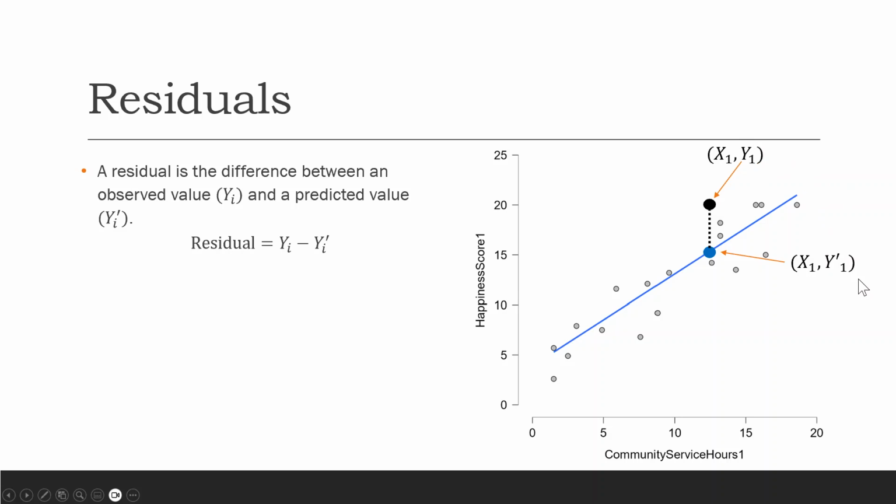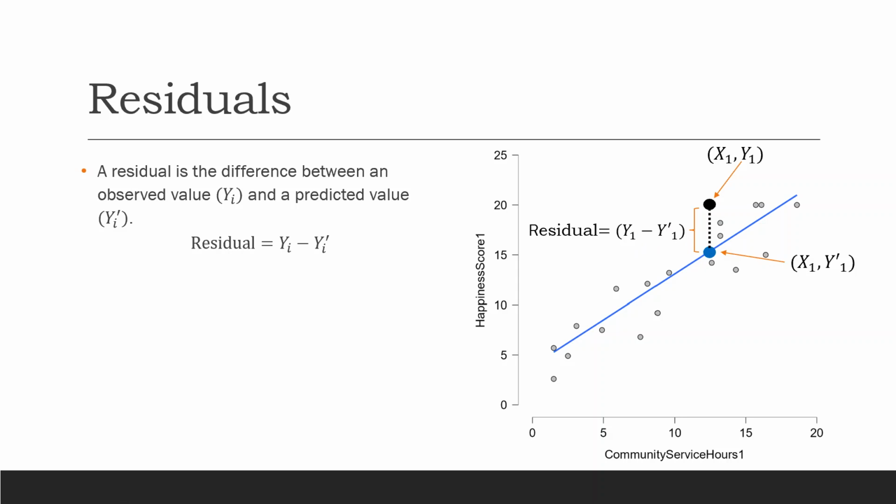So now I know that they're not the same. So I have a residual that basically represents this vertical distance between my observed point and my predicted point that's on my regression line. So this is my residual, y1 minus y prime 1. And every single point has a residual like that, right?